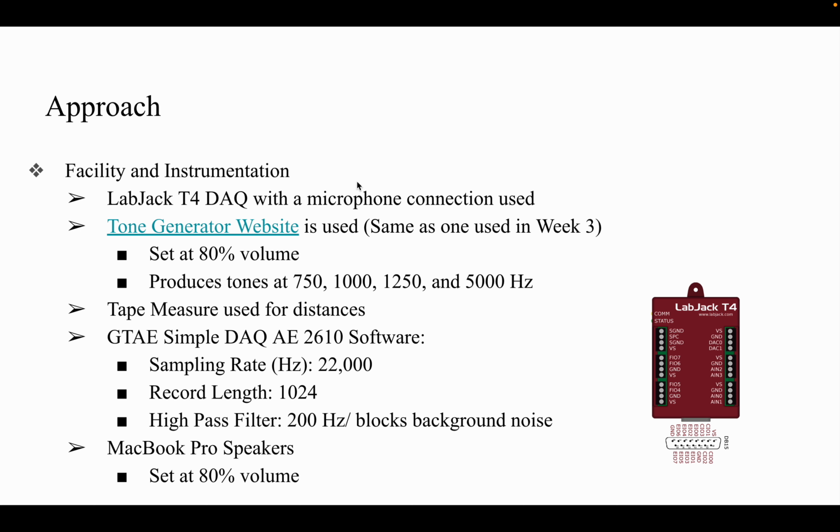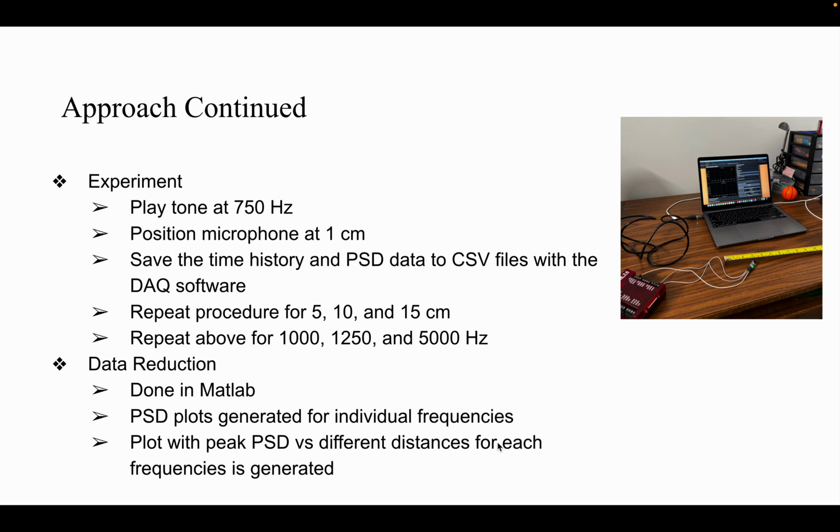We're going to use the DAC software and the system with the microphone connection. We're going to use the online tone generator that's set to 80% volume, and it will produce these frequencies. A tape measure is used for distances, and the software is set to its default conditions over here. Plus, the high pass filter is used to block out any background noise. My computer speakers are set to 80% volume.